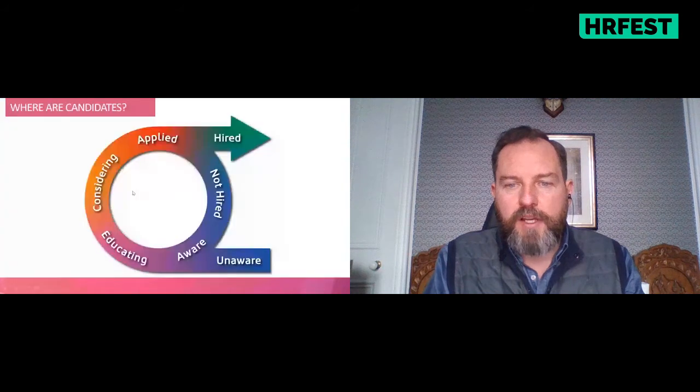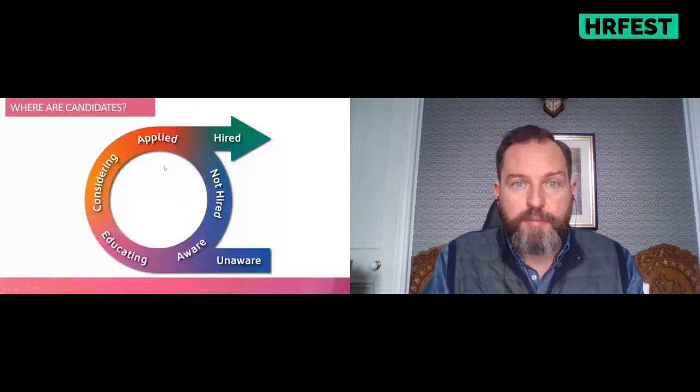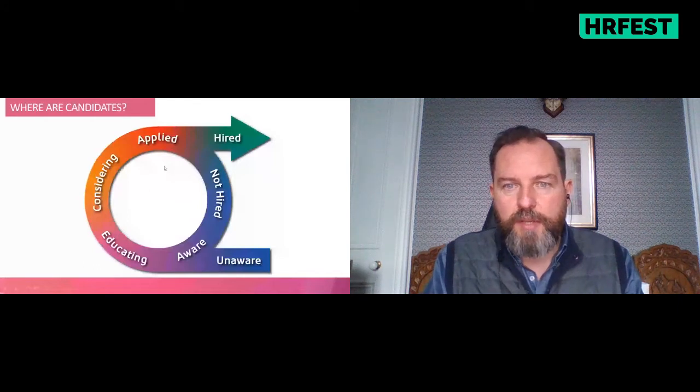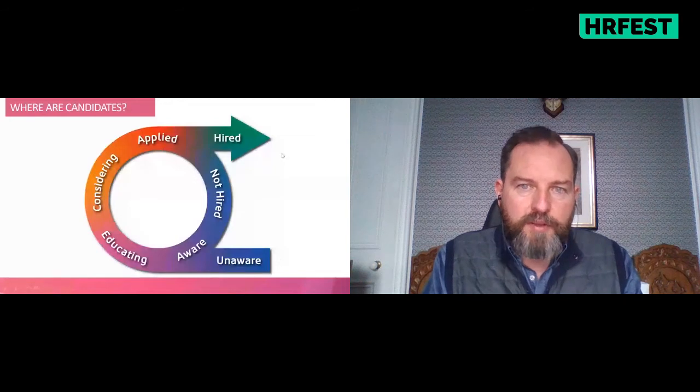Other important aspects to this are, where are your candidates? So within that pipeline, who is unaware of your organization, who's aware of your organization, who is educating themselves, who's more deeply considering, who has applied and then been hired and not been hired. This would be a really great talent pipeline, because everybody, your total addressable market, can be within this pipe somewhere.